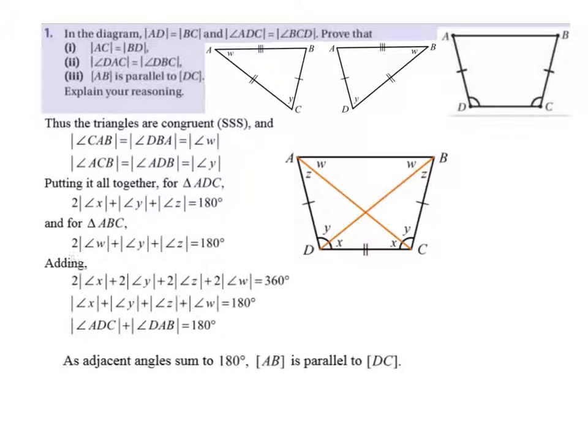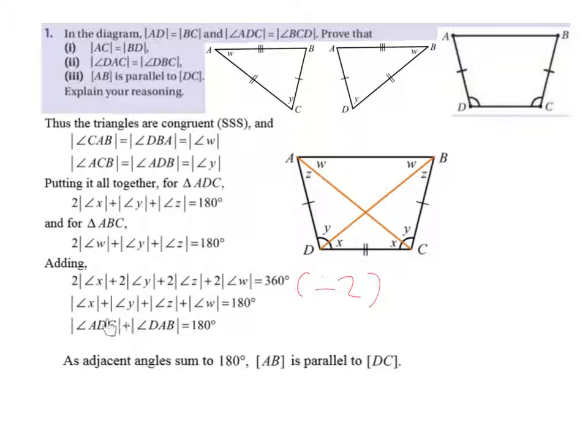So then adding them all together, we've got 2 of angle X plus 2 of angle Y, so angle Y and angle Y, plus 2 of angle Z and angle Z, plus 2 of angle W. And that's all going to give us 360 degrees, because 180 plus 180 is 360. So, dividing across by 2, we get angle X plus angle Y plus angle Z plus angle W is all equal to 180 degrees.